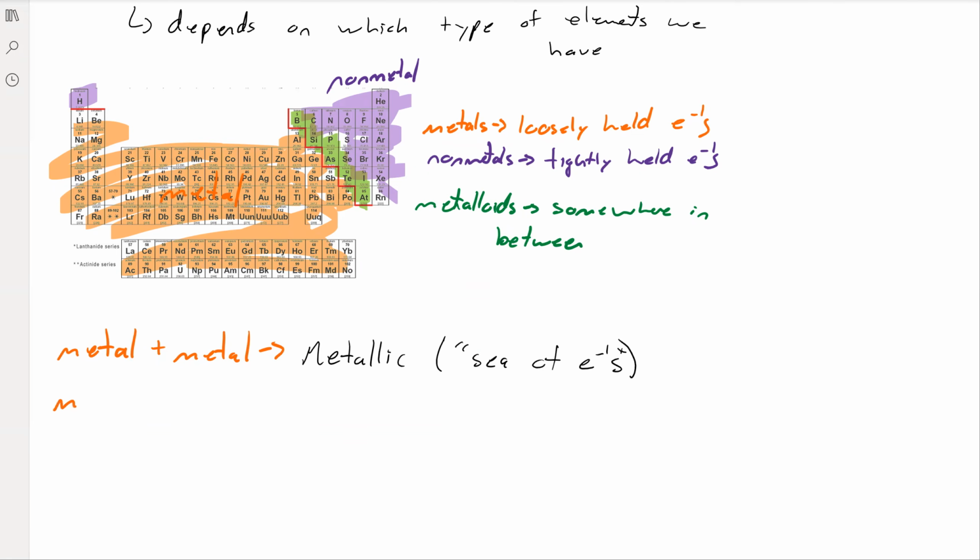If we have a metal plus a nonmetal, then we have one atom that is tightly holding onto its electrons. The other one is not tightly holding onto its electrons. And so there's going to be a transfer of electrons. And we call that an ionic bond.